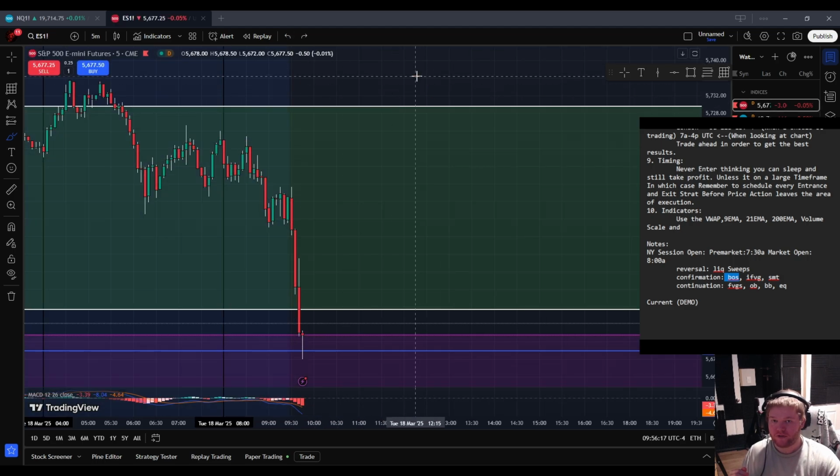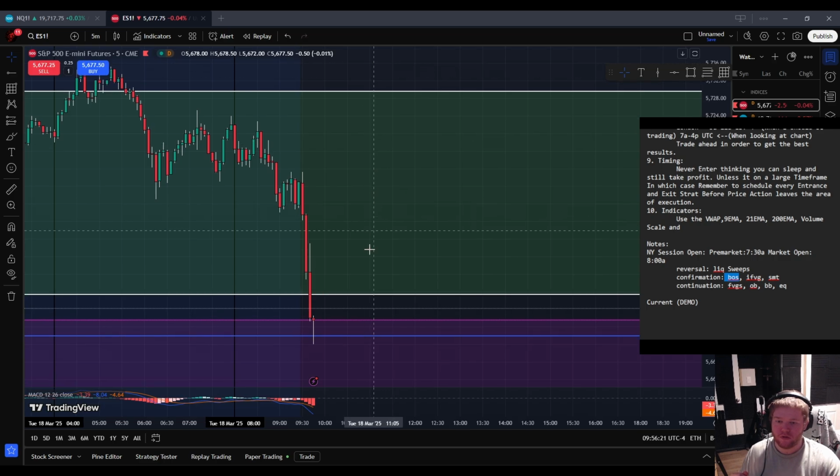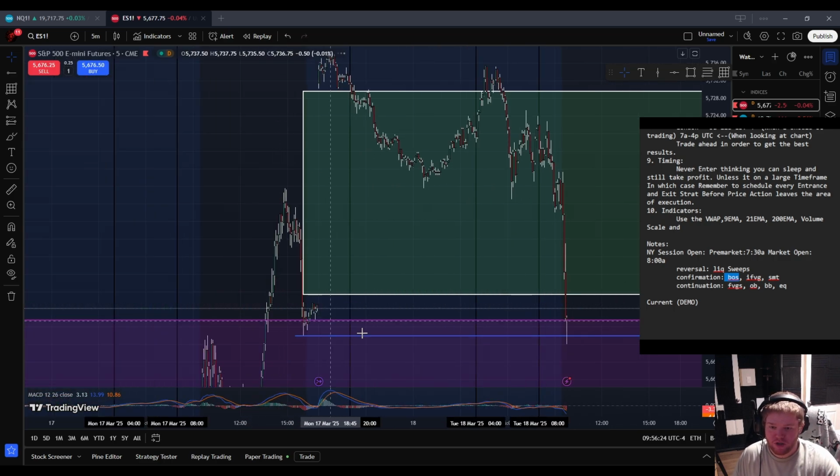Let's go and do that. Boom. Not that. This. Yay. This just became an inverse fair value gap. This whole move just became an inverse fair value gap, and we swept this liquidity.